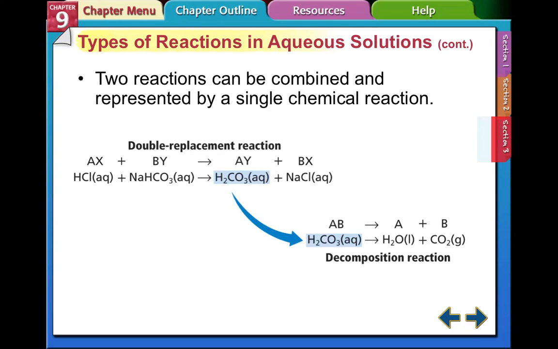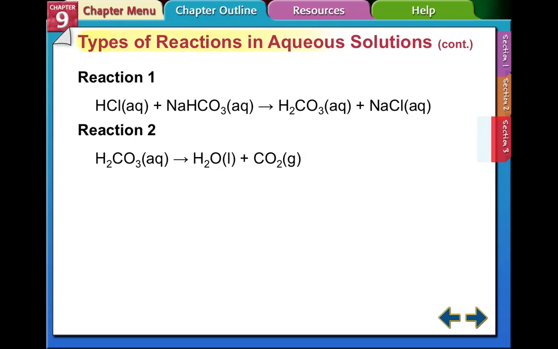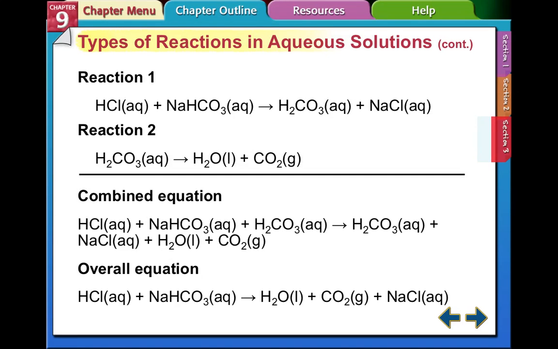Okay, two reactions can be combined and represented by a single chemical reaction. So here we have a double displacement reaction. You have hydrochloric acid and your reactant. And then you go to your product. Now, you can take this down. You can see that this one right here, hydrogen carbonate, is going to have its own decomposition reaction within this double displacement reaction. That's what they're talking about with the two reactions being combined. Okay, and here they have broken it down for you. Now if we would put them together, this is what you would get. And then if you take out the spectator ions, this is your overall equation.